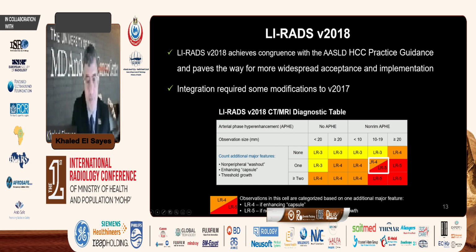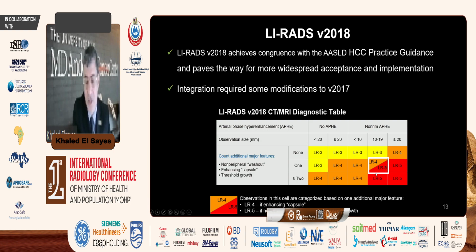And this was the diagnostic table of LIRADS, right, which includes hyper enhancement, as we see here, size, non-peripheral washout, enhancing capsule and threshold growth. This is the box, believe it or not, for them to accept LIRADS. This was the box that was implemented, and this box means that the washout has a precious value. Also, threshold growth has a very important value in inclusion, because it can upgrade the observation to LR5.